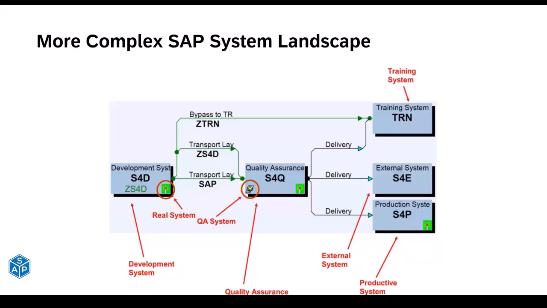You got it? Yes, Mustafa, I got it. So when you make changes in development, you can make a Z route directly to your training system. So changes which are only specific to your training system, you can make a TR and directly import into your training system. Okay.